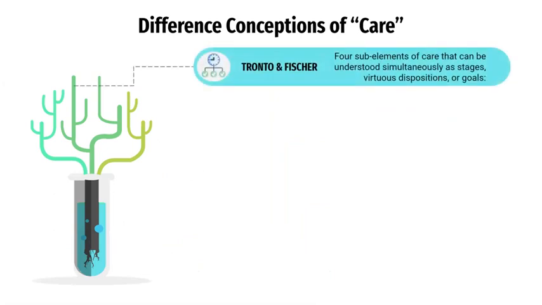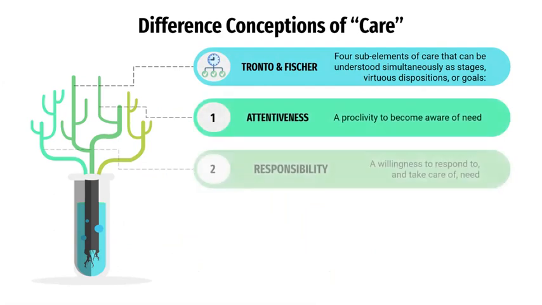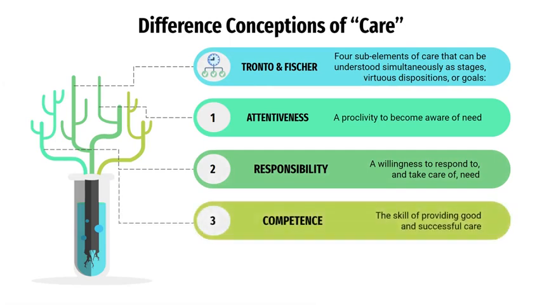So again, for thinkers like Tronto and Fisher, we might frame this as four sub-elements of care that can be understood simultaneously as stages, like virtuous dispositions or goals. It could be something like attentiveness, a proclivity to become aware of need, right? The needs of those on our local street corner, just like we would care for the needs of our own sons and daughters, nieces and nephews, brothers and sisters. It involves responsibility, a willingness to respond to and take care of others, right? Competence, the skill of providing good and successful care. It's not just whatever I think is good care. There's actually got to be some objective notion of providing the right kind of care.